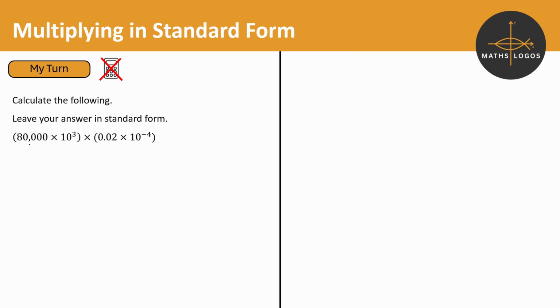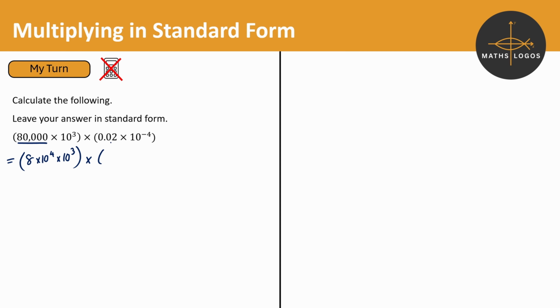A slightly harder example. In this one, both numbers are not in standard form to begin with. Let's go ahead and turn them into standard form. So we've got 80,000 multiplied by 10 to the power of 3. And we're multiplying that by 0.02 multiplied by 10 to the power of -4. 80,000 is 8 multiplied by 10 to the power of 4. And then I'm multiplying that by 10 to the power of 3. So I've turned 80,000 into standard form.